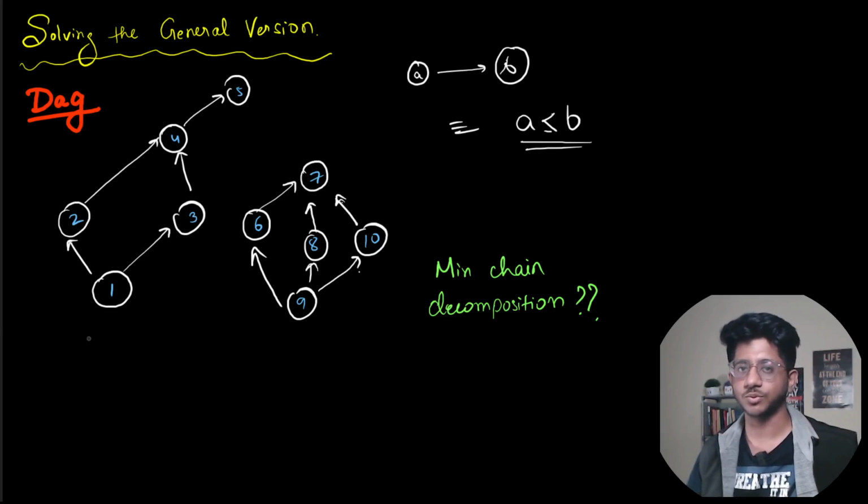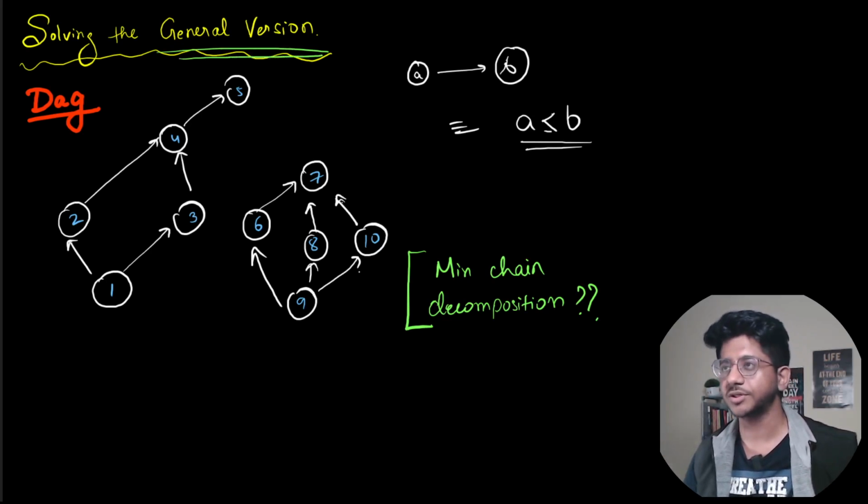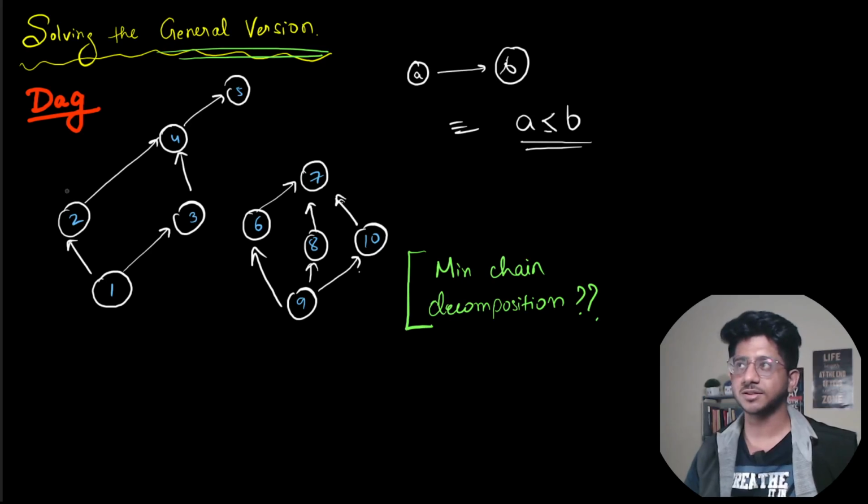So you have to print the chains too. Okay, so that kind of problem could also be asked potentially. So that is something we can also solve. This is generally the general version of Dilworth's theorem.